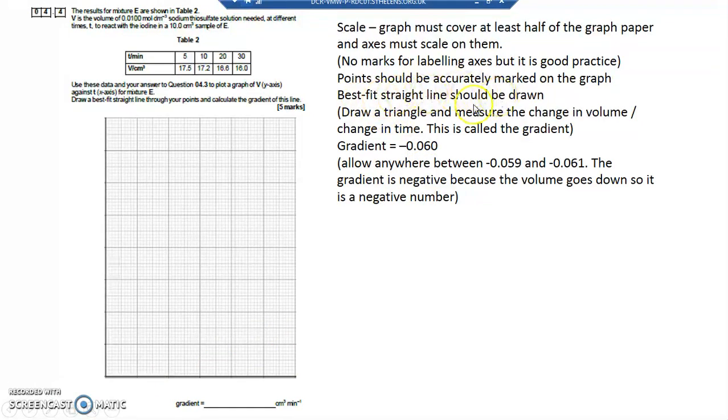Best fit line should be drawn, and then you work out the gradient. If you work out the gradient, which is the change in the y-axis divided by the change in the x-axis, it should come out as 0.060, and it'll be a minus value because it will be coming down.